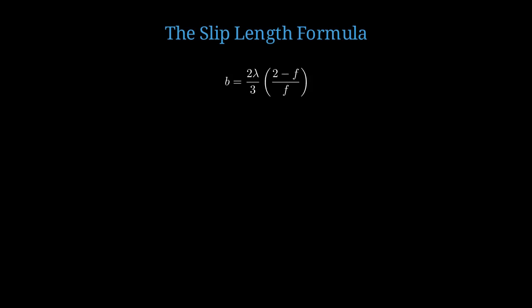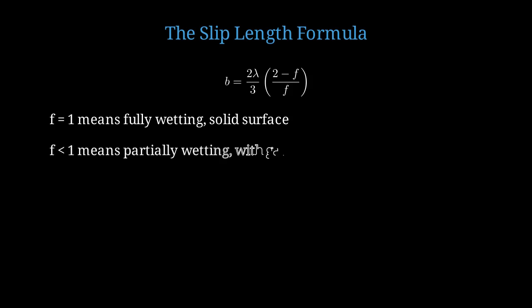The slip length B equals 2/3 times lambda times the quantity (2 minus F) over F. Here lambda is the mean free path of the fluid molecules, and F is the fraction of the surface that's actually solid. When F equals 1, meaning the surface is completely solid and wetting, the slip length becomes 0. No slip occurs. When F is less than 1, meaning there are gas pockets or the surface is only partially wetting, we get a positive slip length.